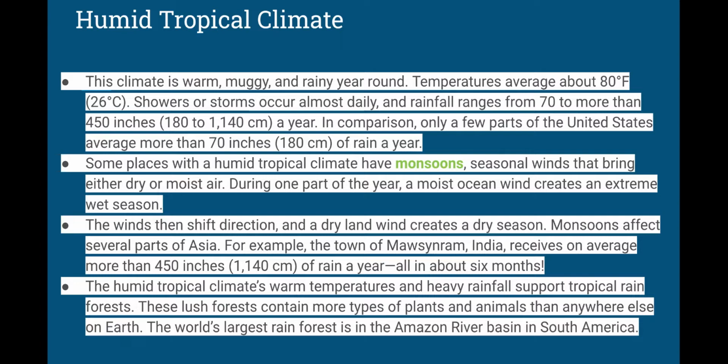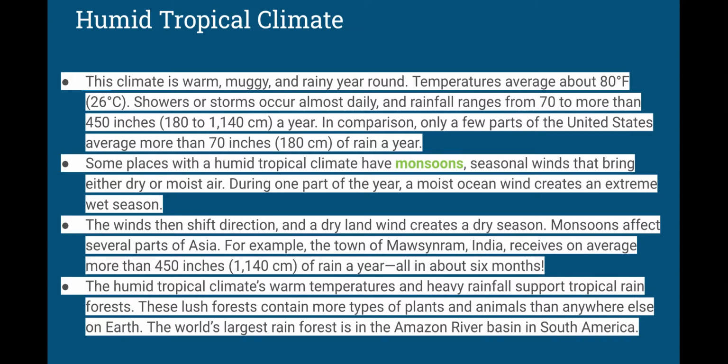Some places with humid tropical climate have monsoons, seasonal winds that bring either dry or moist air. During one part of the year, a moist ocean wind creates an extremely wet season. The winds then shift direction, and dry land wind creates a dry season. Monsoons affect several parts of Asia, for example, like in India, which receives an average 450 inches of rain a year, but mostly within a 6 month period.